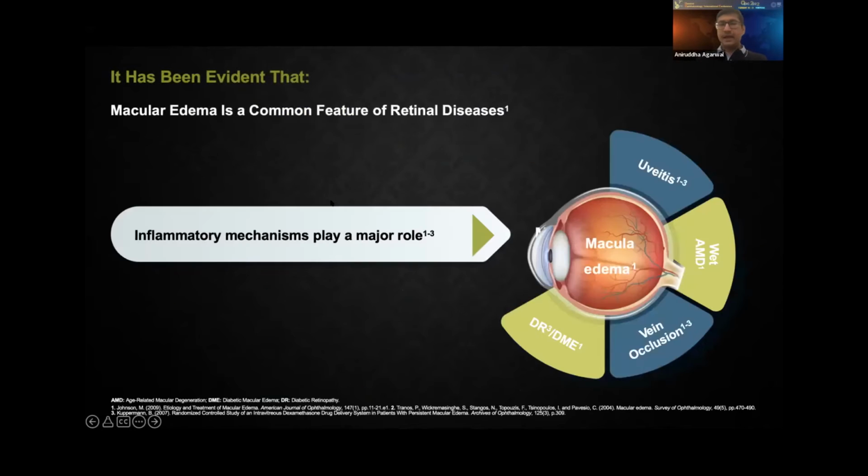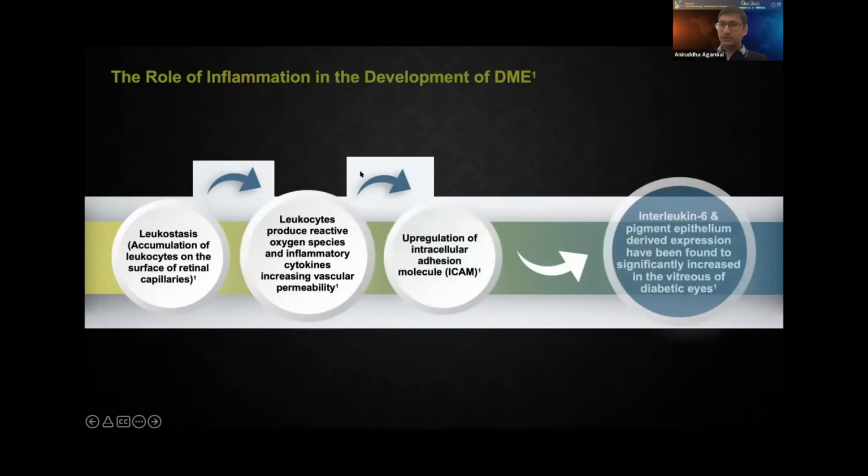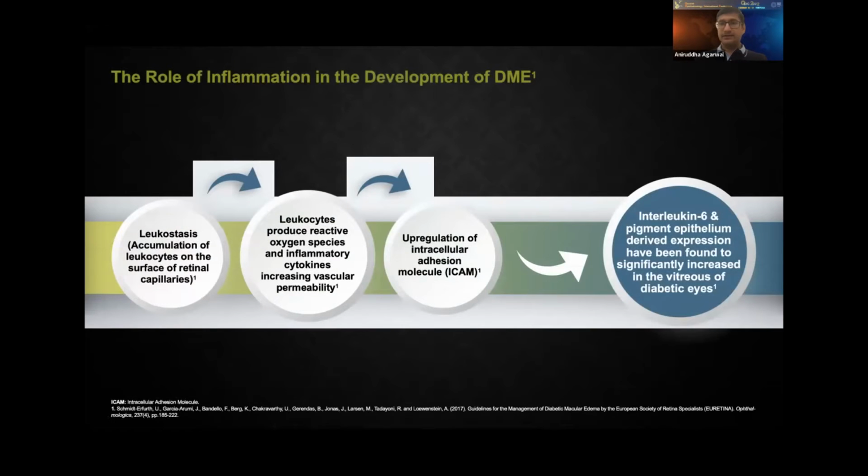Now, it's evident that macular edema is seen in multiple diseases, and we talk about inflammation leading to macular edema in not only diabetes, but also in vein occlusion, of course uveitis, and also neovascular AMD. So in all of these conditions, we know that inflammatory mechanisms play a major role. And the role of inflammation in the development of DME is also well known. We know that there is a recruitment of leukocytes, which are releasing reactive oxygen species and inflammatory cytokines, causing vascular compromise and leakage. And all of this leads to diabetic macular edema.